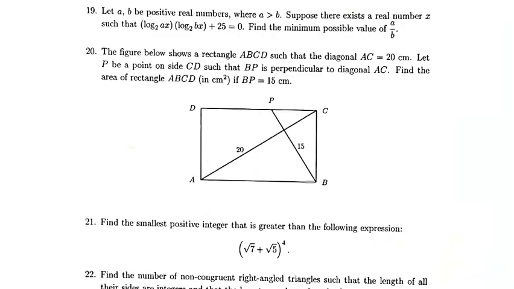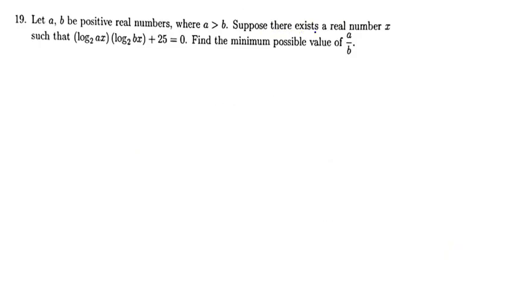SMO 2020 senior section first round, problem number 19. Let A, B be positive real numbers where A is greater than B. Suppose there exists a real number x such that log ax base 2 times log bx in base 2 plus 25 equals 0. Find the minimum possible value of A over B. Okay, it says suppose there exists a real number x. So if I consider this one, it will be log A in base 2 plus log x.